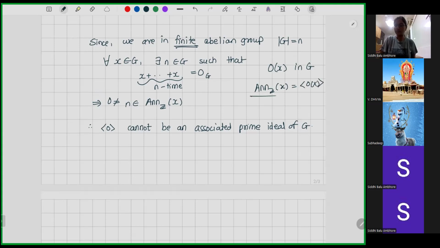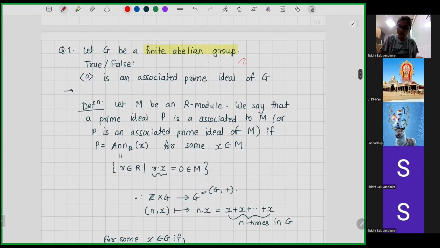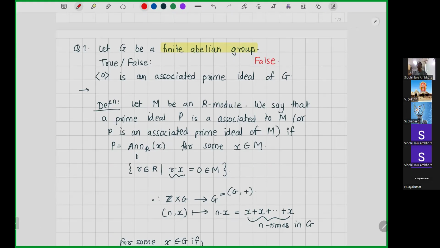I hope you understand what I'm trying to say here. Is this clear? So this is actually false. If I want 0 to be an associated prime ideal of G, then G should have at least one element, I mean, a copy of Z must be inside G. When I say this, I mean there must be at least one element whose order is infinite, and something of that sort. Is this clear?